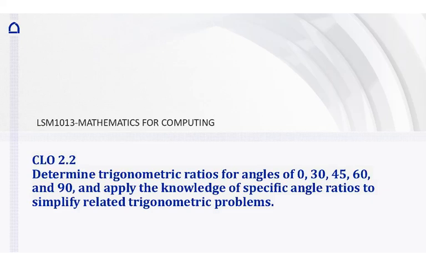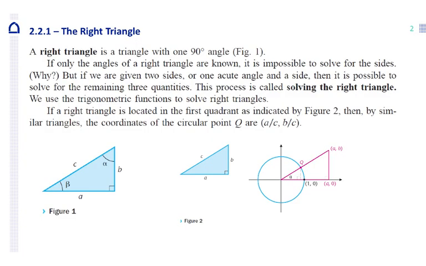CLO 2.2, determine trigonometric ratios for angles 0, 30, 45, 60, 90, and we will use that to solve problems. Okay, just as a summary, when we say the word right triangle, we're talking about any triangle that has a 90-degree angle in it. And it turns out that if we have just two pieces of information about that triangle, whether it be one of the angles and one of the sides or two of the sides, then we can use that information to find everything else we need.